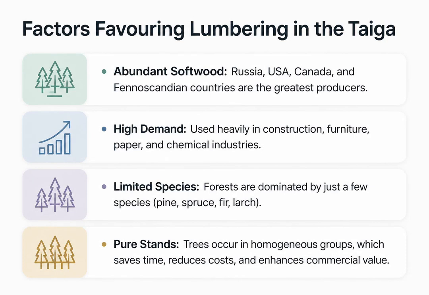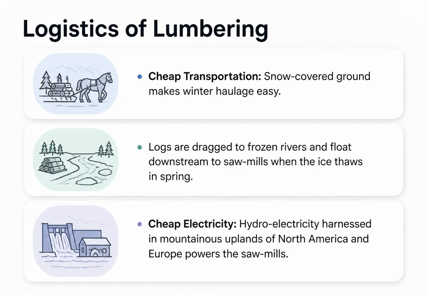First is the sheer abundance of softwood in Russia, North America, and the Fennoscandian countries, coupled with massive global demand for construction and paper. Second, unlike tropical rainforests, which have thousands of mixed species, the taiga has very limited species, mostly pine, spruce, fir, and larch. Time and money. Logistics also play a huge role.